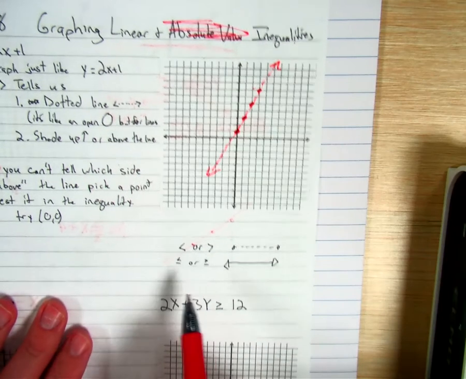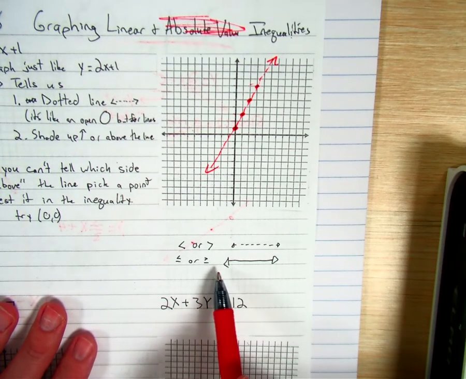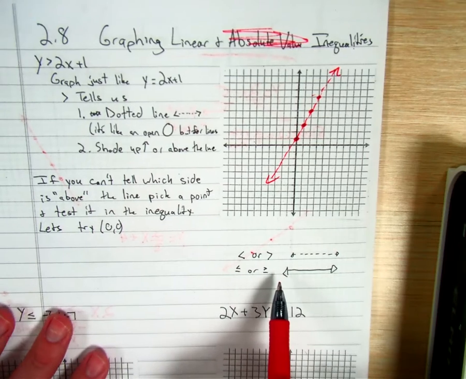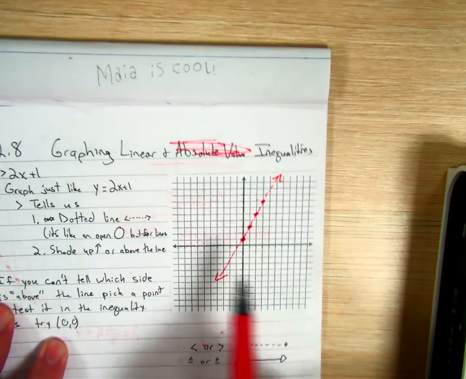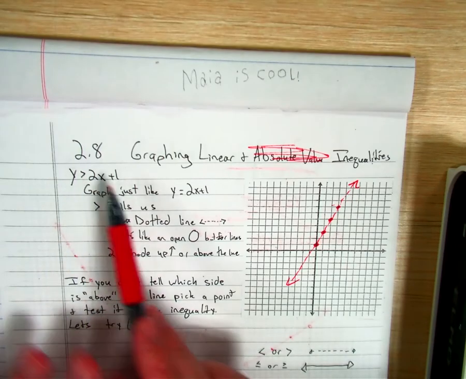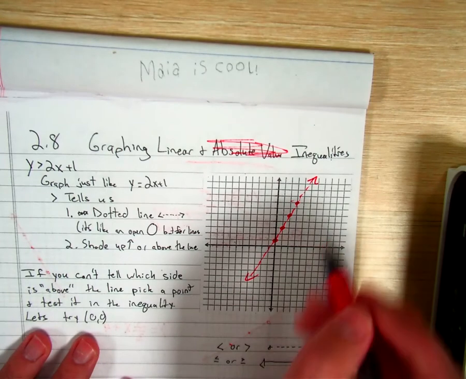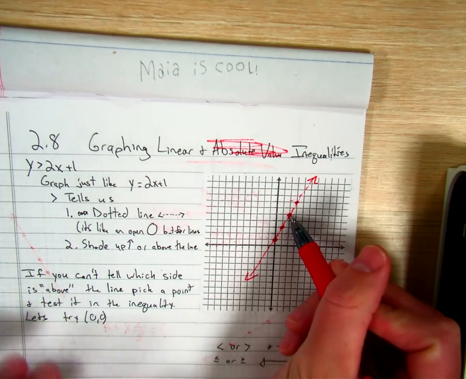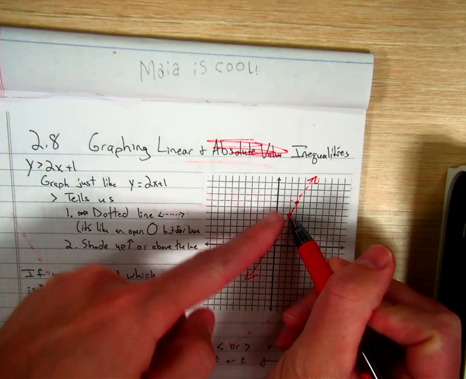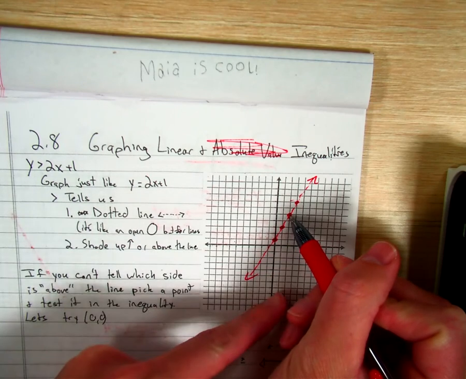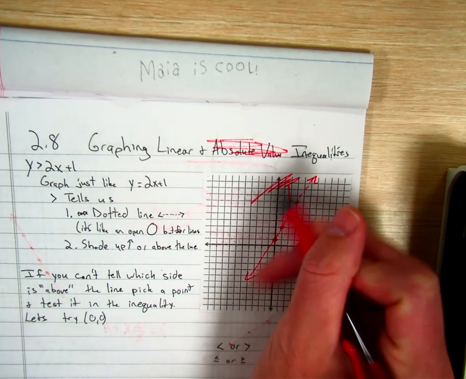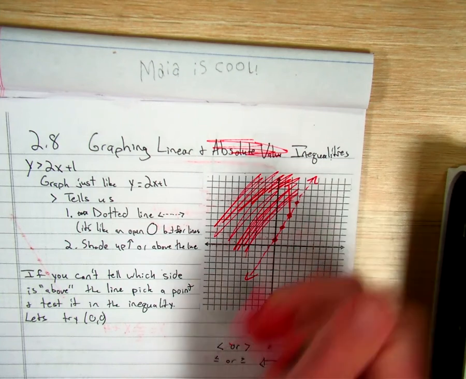If it was less than or equal to or greater than or equal to, we'd have a solid line. Now, where do we shade? To me, it says y is greater than. So here's my little trick. I put my pen on one of my slope dots. Which way has the greater y values? Up or down? Up. These are going to have the greater y values. So we want to shade the top side.